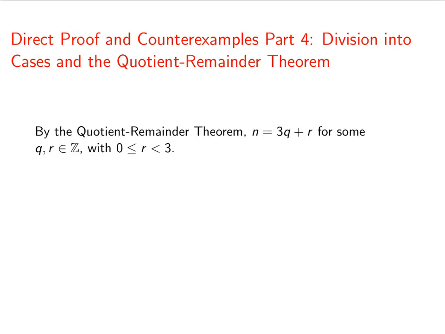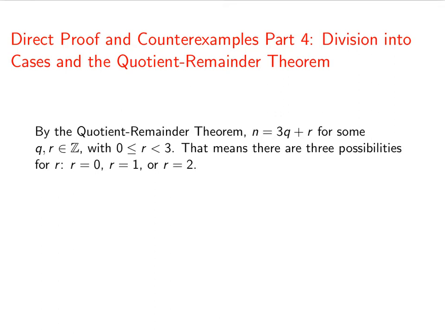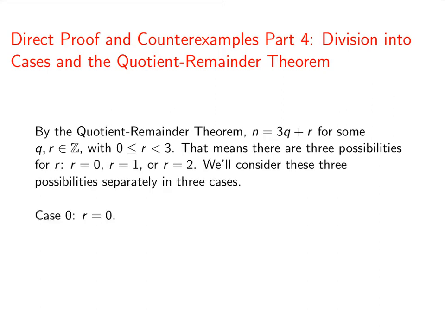Now, the quotient remainder theorem tells us that we can write n as 3q plus r for some q and r in the integers, and r has to be between 0 and 3, not including 3. So really, there are three possibilities for the remainder. r could be 0, 1, or 2. Now we're going to consider these as three separate cases.